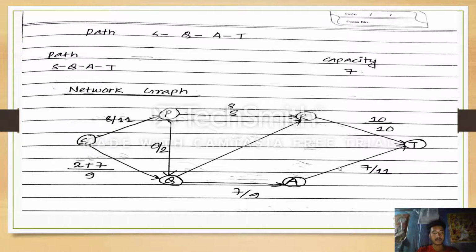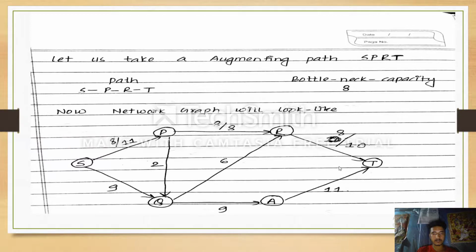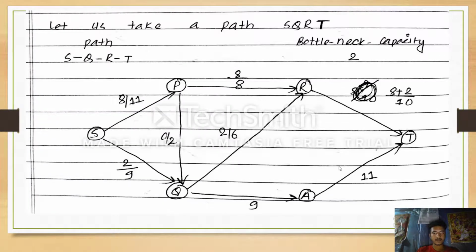Let me take you through the path SQRT. The edge SQ has the capacity of 9, PQ has the capacity of 2, and QR has the capacity of 6, and RT has the capacity of only 2. As 8 is the flow and 10 is the capacity, the residual capacity of RT is only 2. So the maximum amount of energy that can be transferred through the vertex R to T is 2. 10 minus 8 is equal to 2. So the bottleneck capacity will be 2, as the minimum value of the vertices is 2.